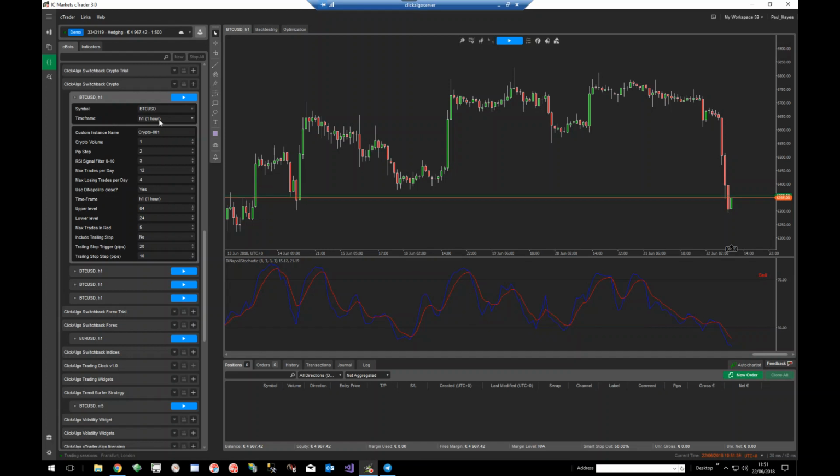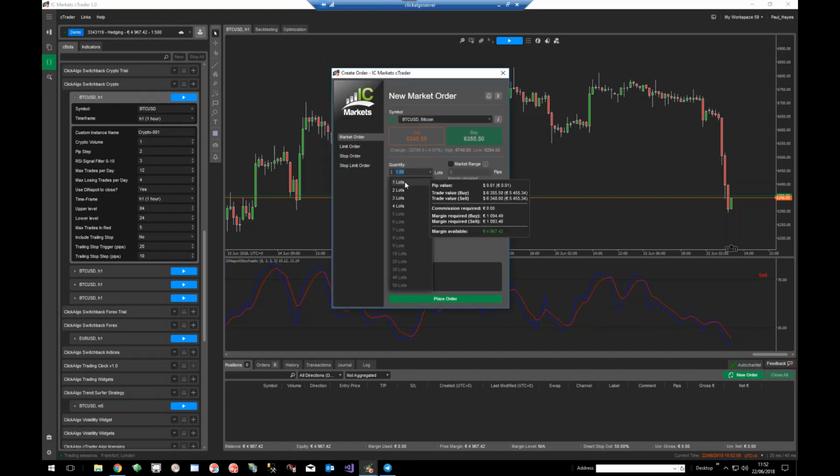It's normally 1 hour. Custom instance name, that's just so that you can run multiple symbols with different names. Because I've got 4 here, I'd call the first one Crypto 001, and I would call the second one Crypto 002, and so on. This is so these robots don't get confused with each other, and they can trade independently. Okay. Crypto volume: if I right click on the chart, select new order, and select lots, you'll notice that you've only got a few choices, 1 to 4 lots, for this account that I'm using. So this is the lot size you're going to put in for creating an order.